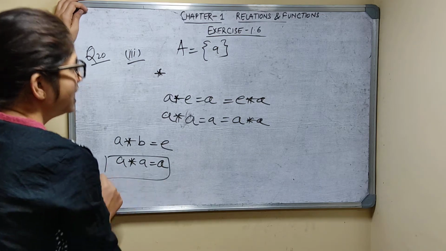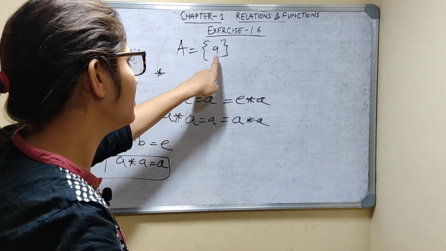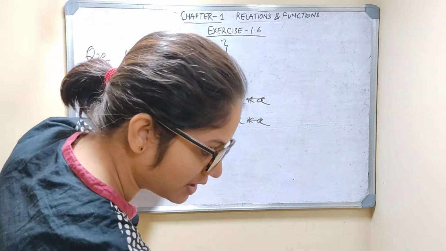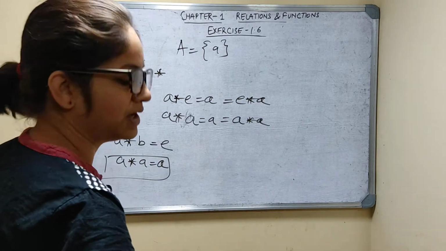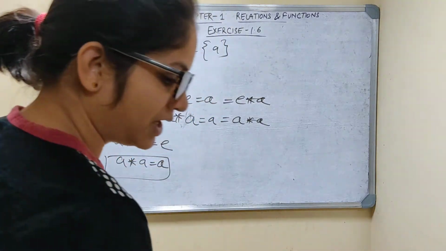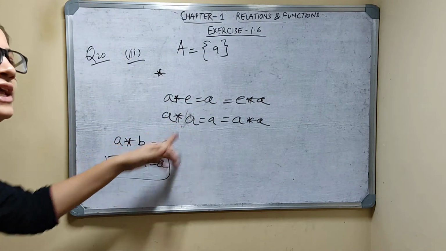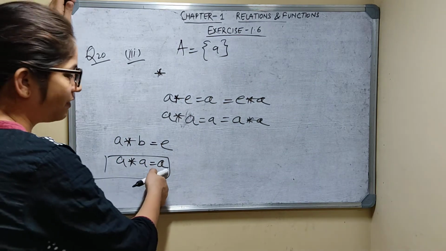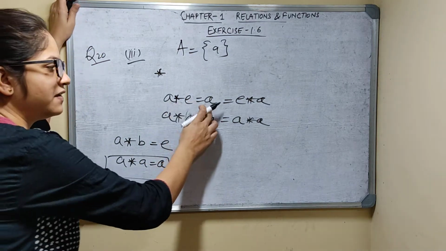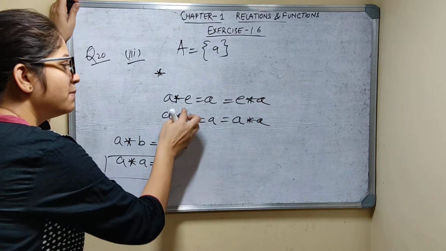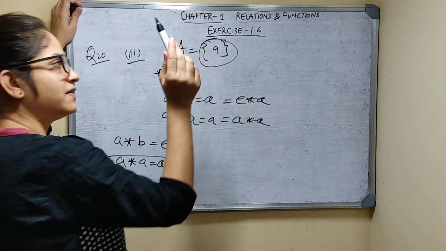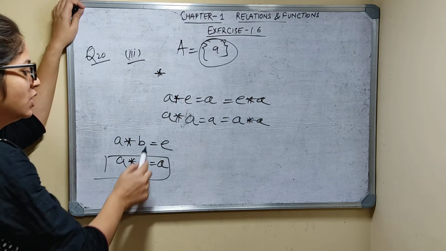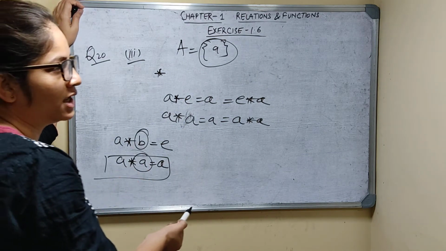So definitely, every binary operation defined on a set having exactly one element A is necessarily commutative and associative with A as the identity element. A strict A is equal to A. And here A strict E is equal to A, E strict A is equal to A, because I know only one element is present. So this is the only identity element. This is the only inverse. So A strict B, if I do, B is also A only. This is true.